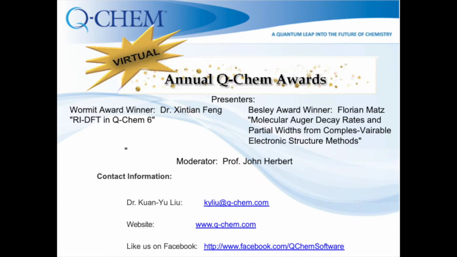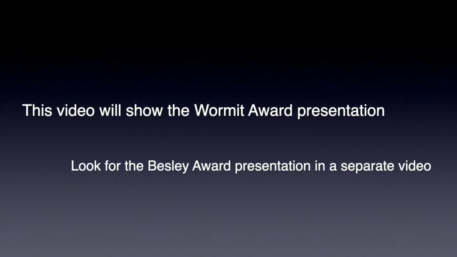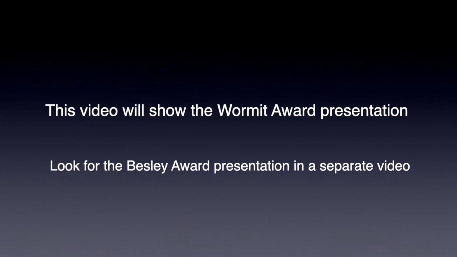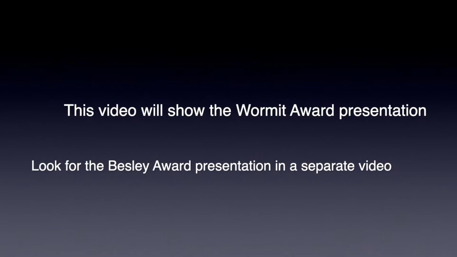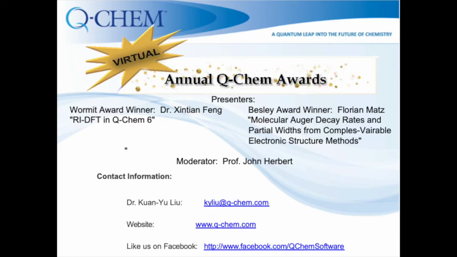So Xintian received his undergraduate degree from Beijing Normal University, and then in 2011 he came to the U.S. and joined the group of Anna Krylov at University of Southern California, where he completed his PhD in 2016 with a thesis titled Predictive Electronic Structure Methods for Strongly Correlated Systems, Method Development and Application to Singlet Fission. And I certainly know those singlet fission papers well myself.